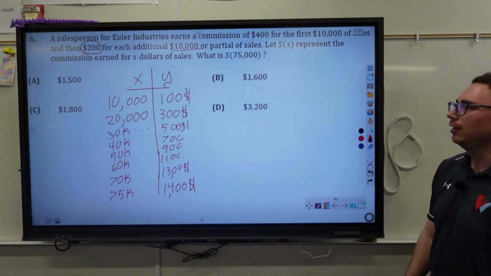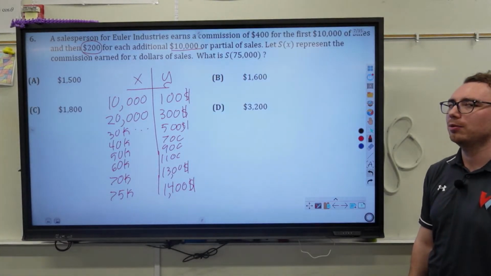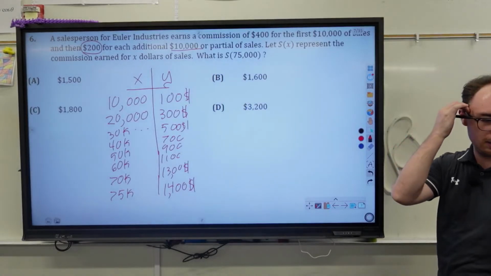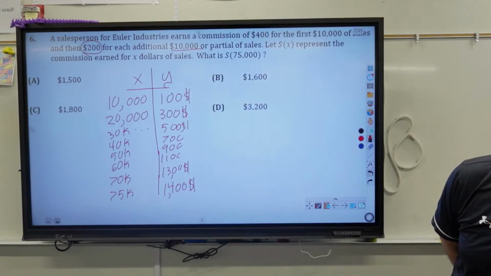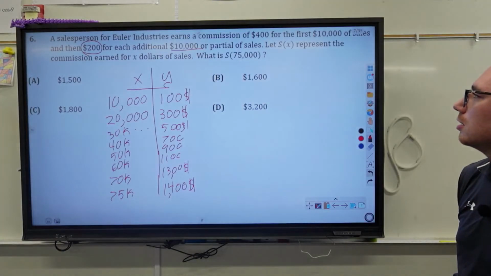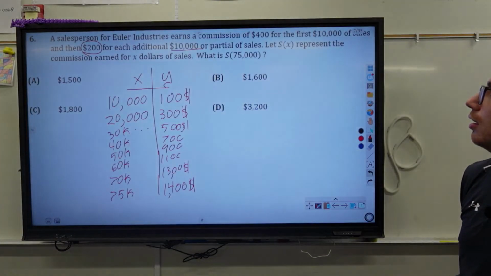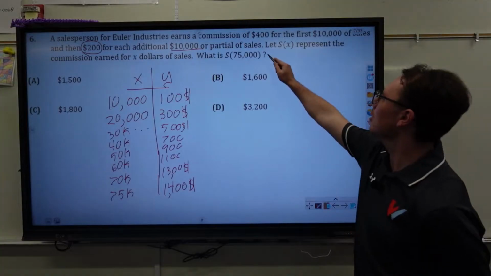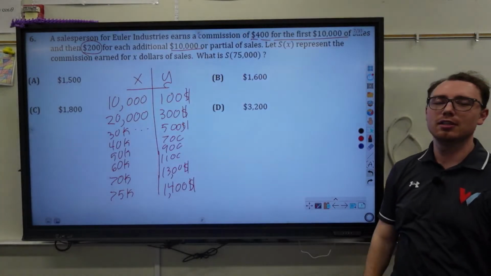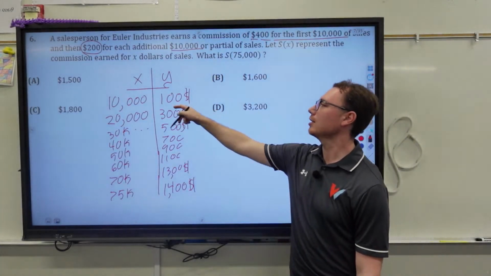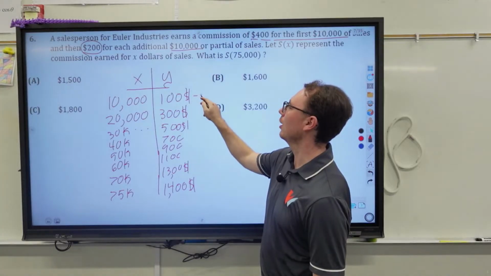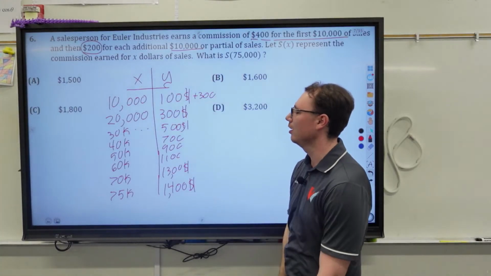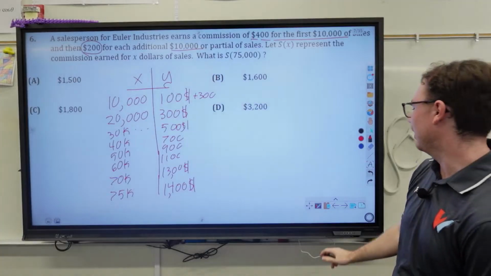I made a mistake somewhere. If you guys can spot the mistake, I'd love for you to point it out. Let me try and spot this mistake here. Our answer for number 6 here, let's see, where is the mistake? Then $200 for each additional $10,000 or partial sale. Oh, a salesperson earns $400 for the first one. That was my bad. It was not $100 for the first. For this here, this is $400, so that's a plus 300 in this case, like a raw plus 300.